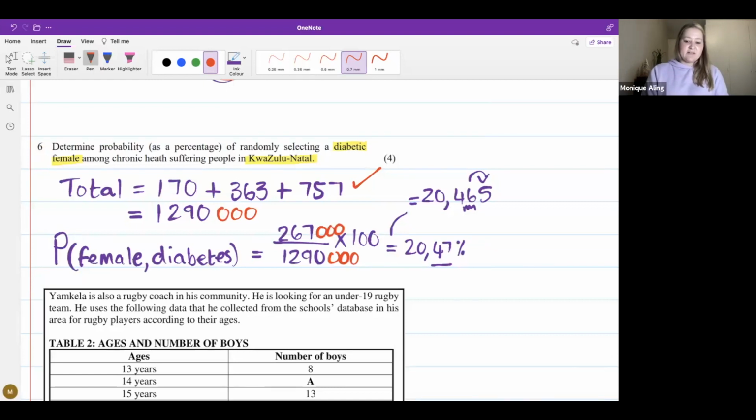Sorry, you are correct. The answer is still right, but I see Khabo just said that it's 264. Apologies. I don't know what I was doing there. The answer is still the same though. I wrote 267 up here. It's 264. Apologies, but the answer is still correct. Okay. Can we try the next question now?